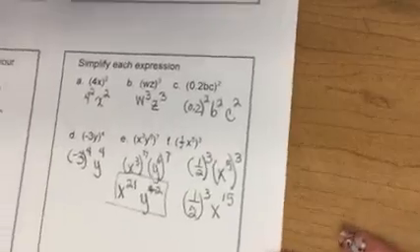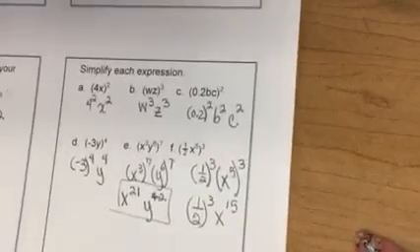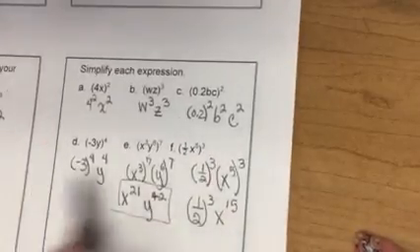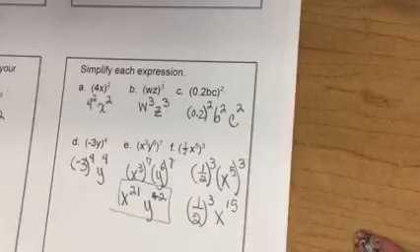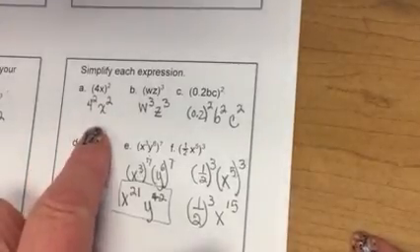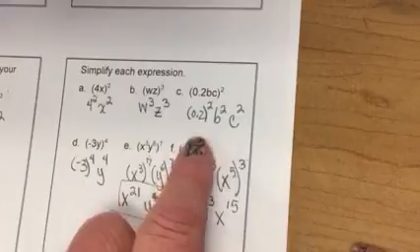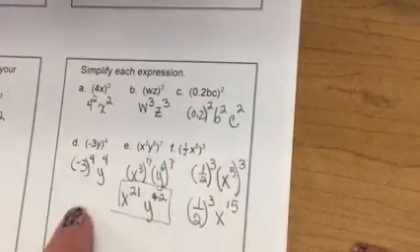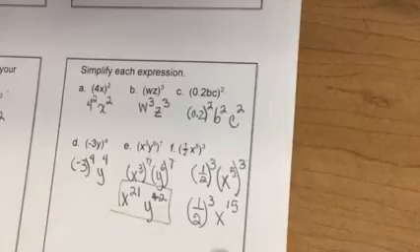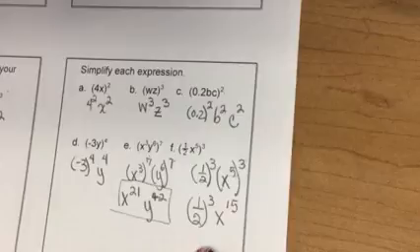Now, if it asks you to leave them as powers, these would be your correct answers. If it did say simplify all the way, this would then go to 16x squared. This would go to 4/100ths, b squared, c squared. 81 y to the 4th, 1/8 x to the 15th.